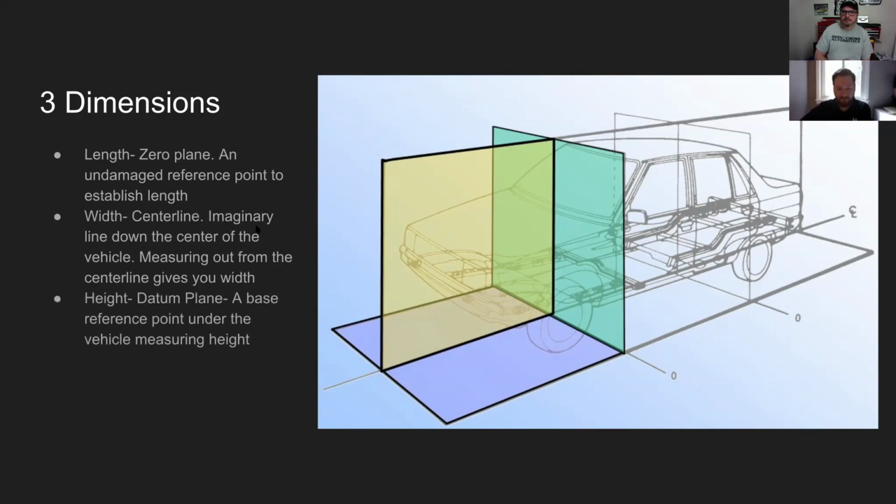And then your height is also called the datum plane. It's a base reference point underneath the vehicle. So most frame measuring systems establish this plane through their measuring system or through their frame rack, and then it measures up to create a height measurement for your frame. So that is your height measurement. And we're working in three dimensions. So you got your length, width, and height.